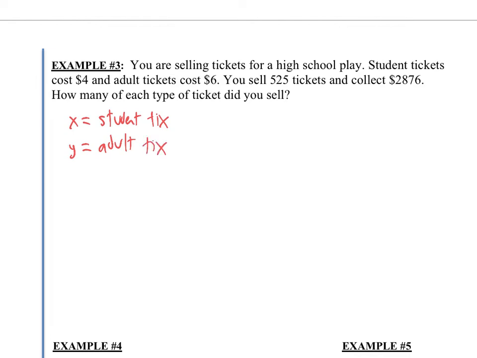Usually X and Y are going to be what you're looking for, so you're going to call it X and Y, because we're looking for how many of each type of ticket that we sell. All right, we need two equations now. So we need two equations for these kinds of problems.